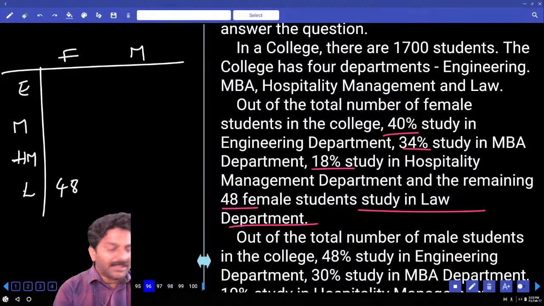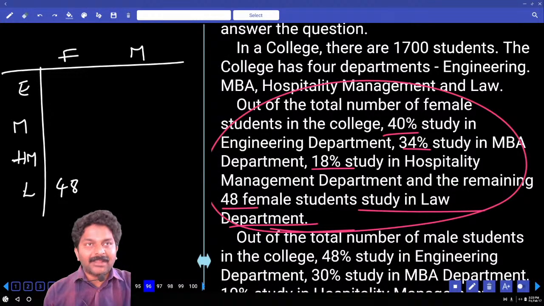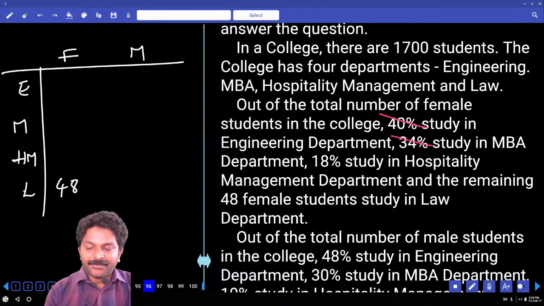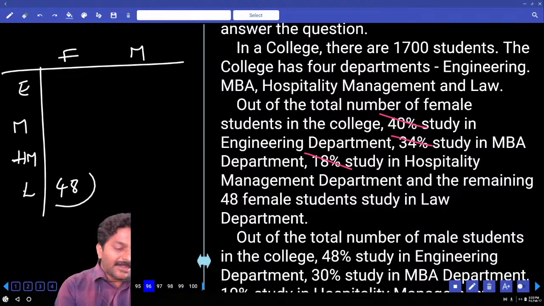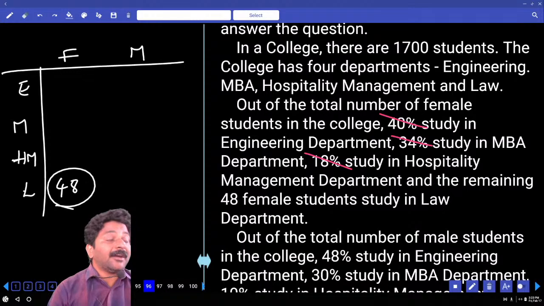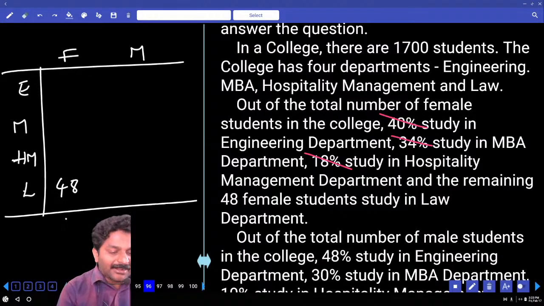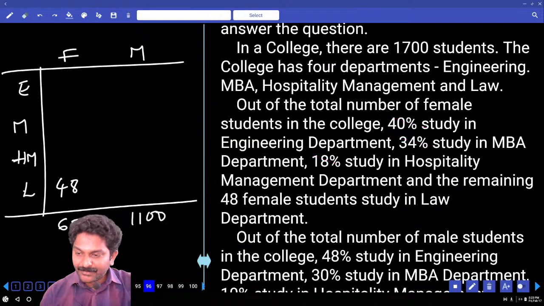Here we have 48. The first paragraph is about the entire female data only. 40, 34, 74 plus 18 is 92%. The remaining 8% is 48 only. 8 how many times? 6 times. That means total females are 100% into 6, which is 600. Then males are 1100. Correct?